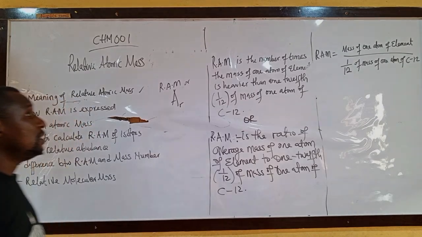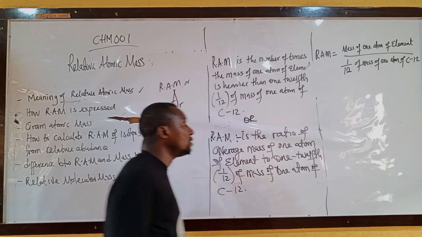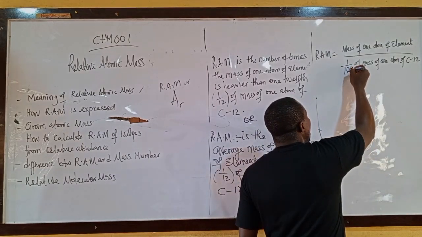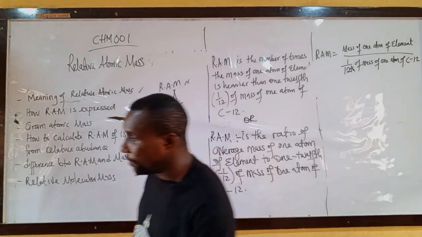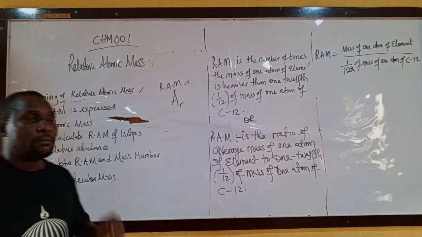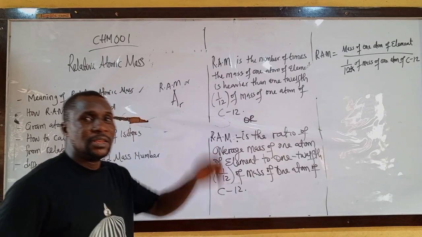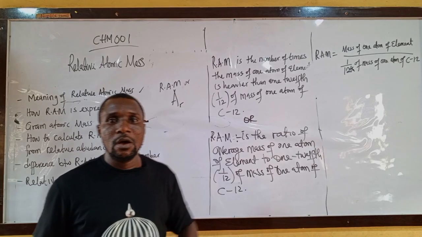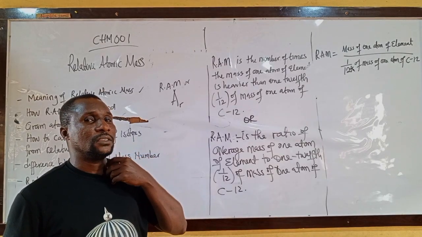Relative atomic mass is mass of one atom of element over 1/12 of mass of one atom of what? Carbon 12. Take note of that. Relative atomic mass is the number of times mass of one atom of an element is heavier than 1/12 of mass of one atom of carbon 12.